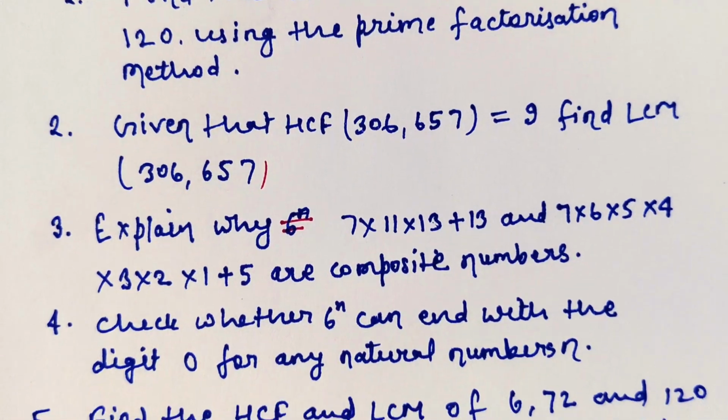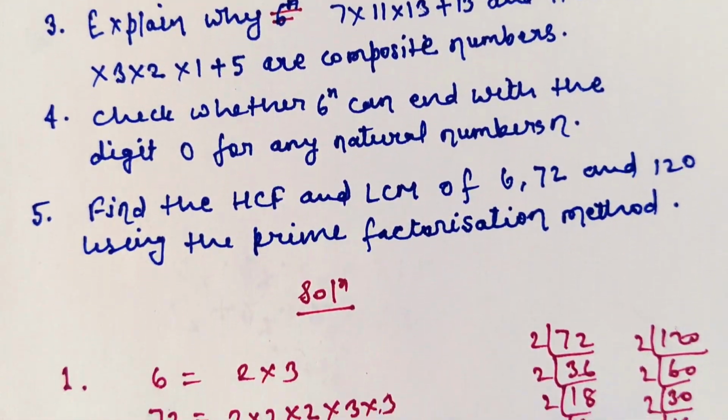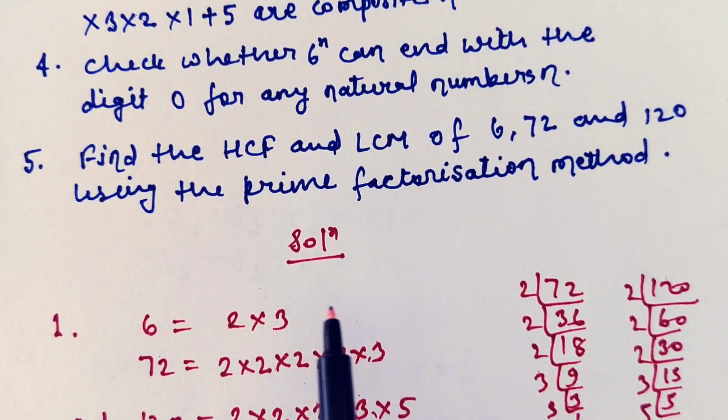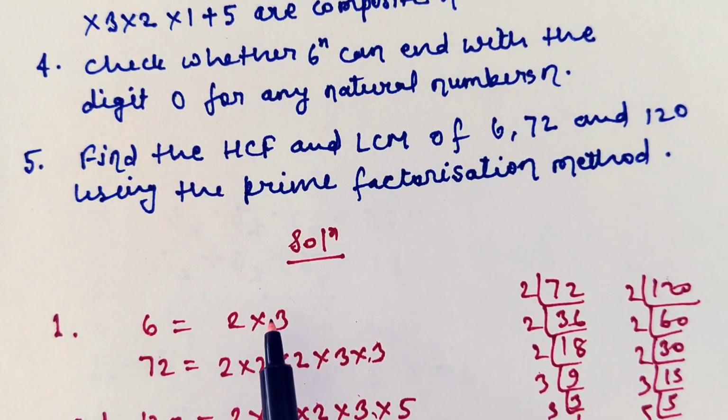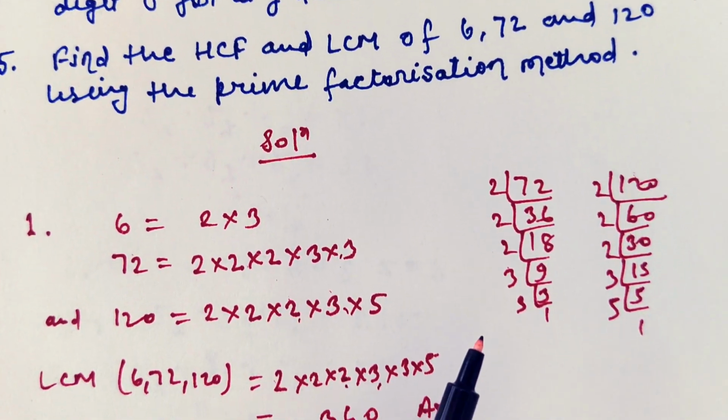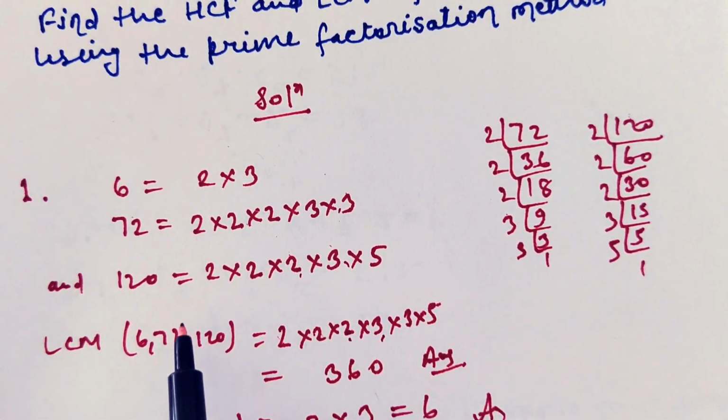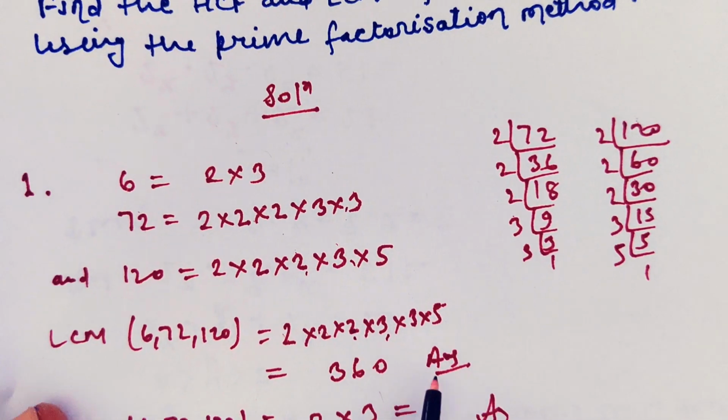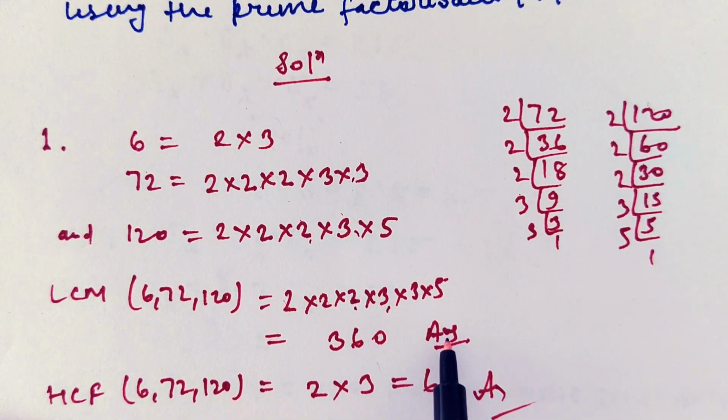Let's start with the solution of question number 1. Here we need to find the factorization of the given numbers. So we have written the prime factors in this format, and finally take the LCM. For 672 and 120, I got 360. This is our final answer.